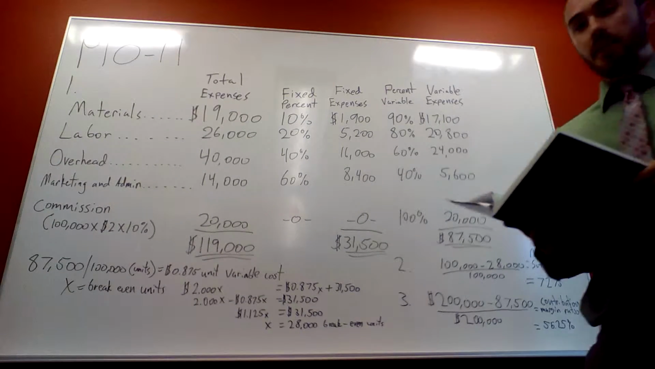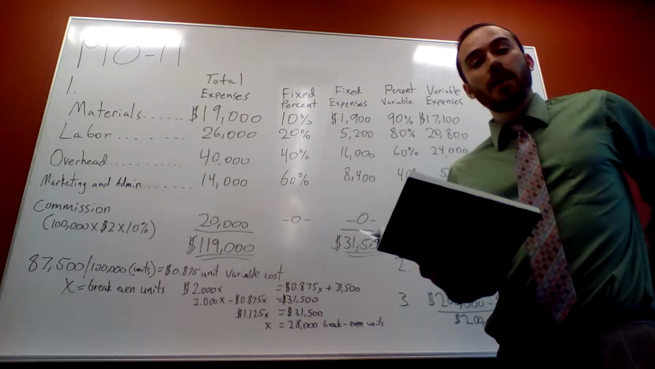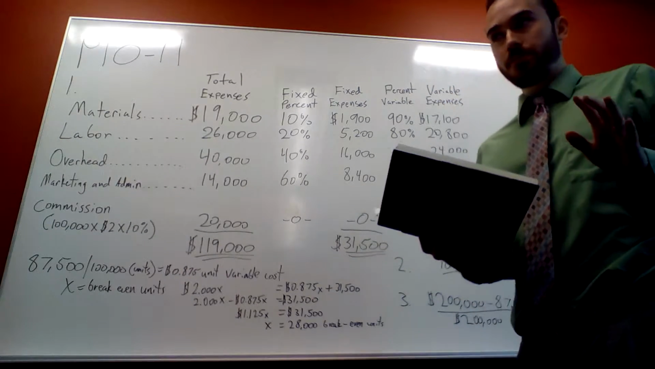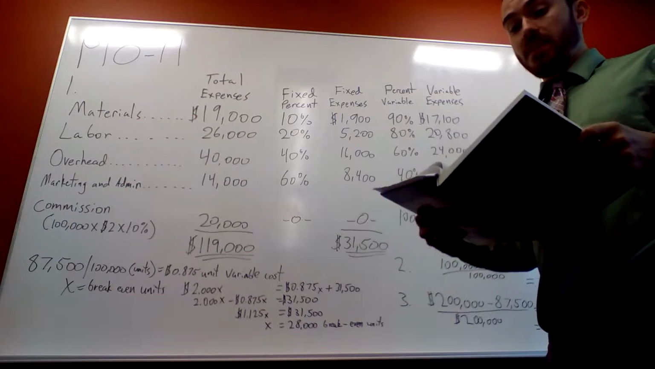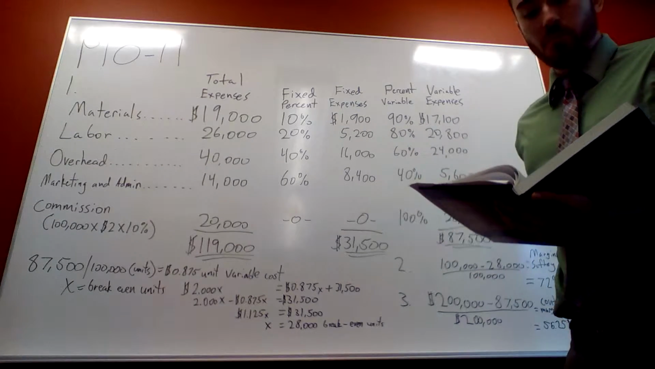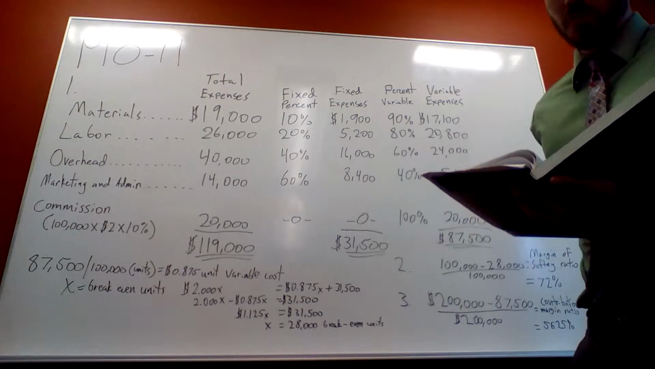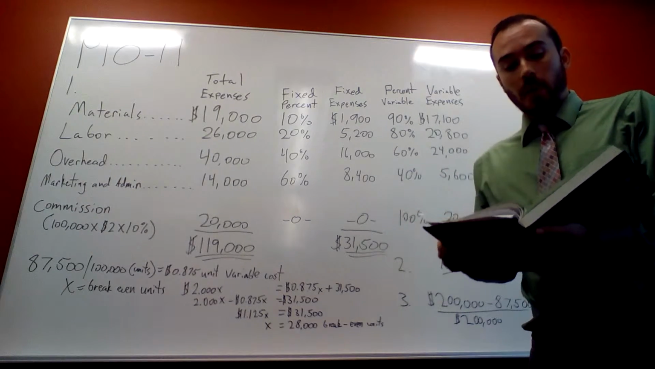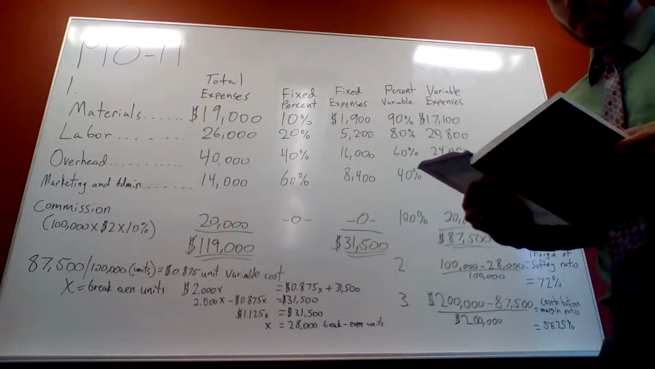Hello, this is cost accounting, chapter 10 example. And so this is calculating break-even point, contribution margin ratio, and margin of safety ratio. So here's the run through.